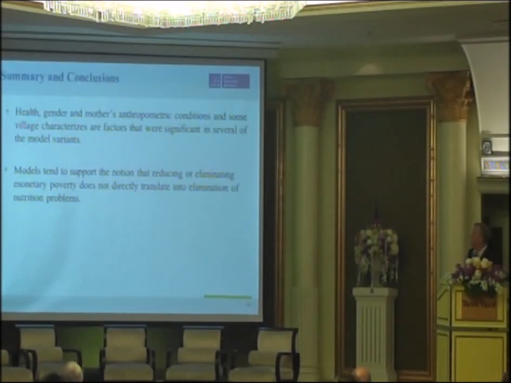The last 2 points would be, if we look at the causal factors, we would say health, gender, and mothers' anthropometric conditions, of which we have only 2, of course, and some village characteristics are factors that were significant in several of the model variants, which I didn't show all of. And then if we accept this sort of heroic prediction, then we would say the models tend to support the notion that reducing or eliminating monetary poverty, which some people expect to happen by 2030 in Asia, would not eliminate nutrition problems or nutrition poverty as such.